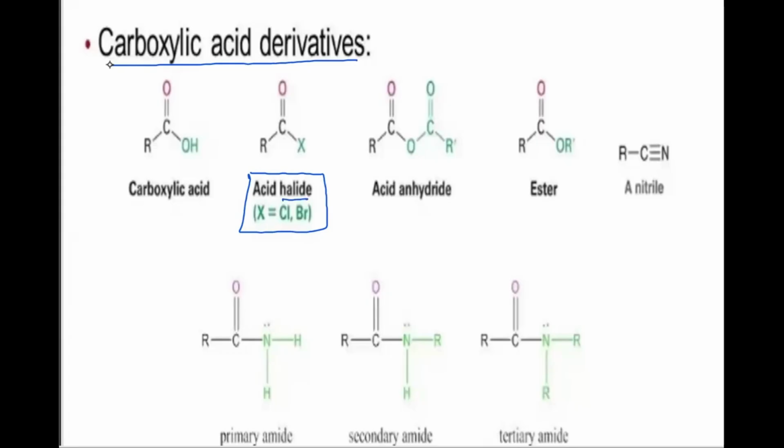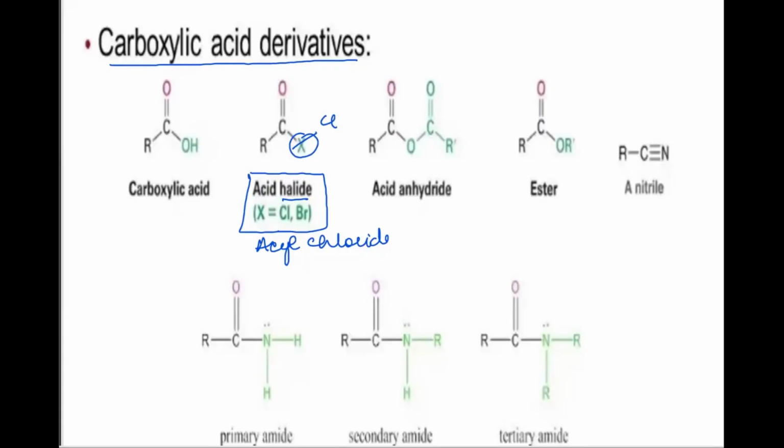Halide means this X can be chlorine or bromine or iodine. We generally call them acyl chlorides if this X has been substituted by chlorine. Right? And they are very reactive, much more reactive than carboxylic acid. They are soluble in water, they are very volatile. So we'll talk about it in detail later on.